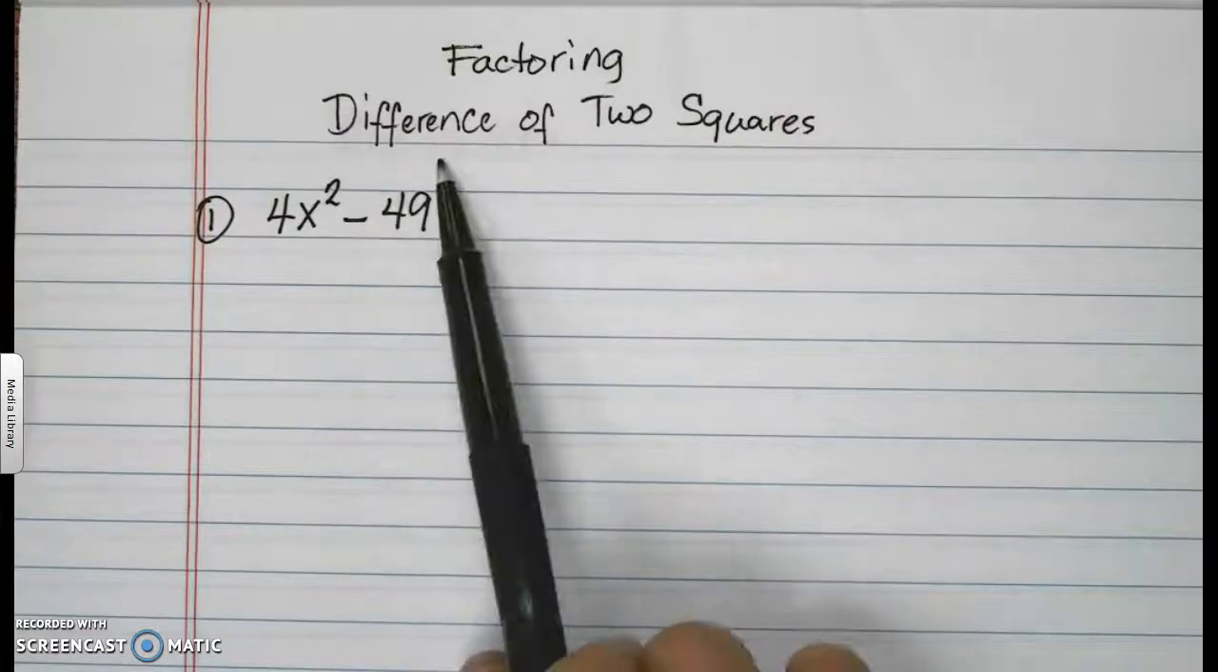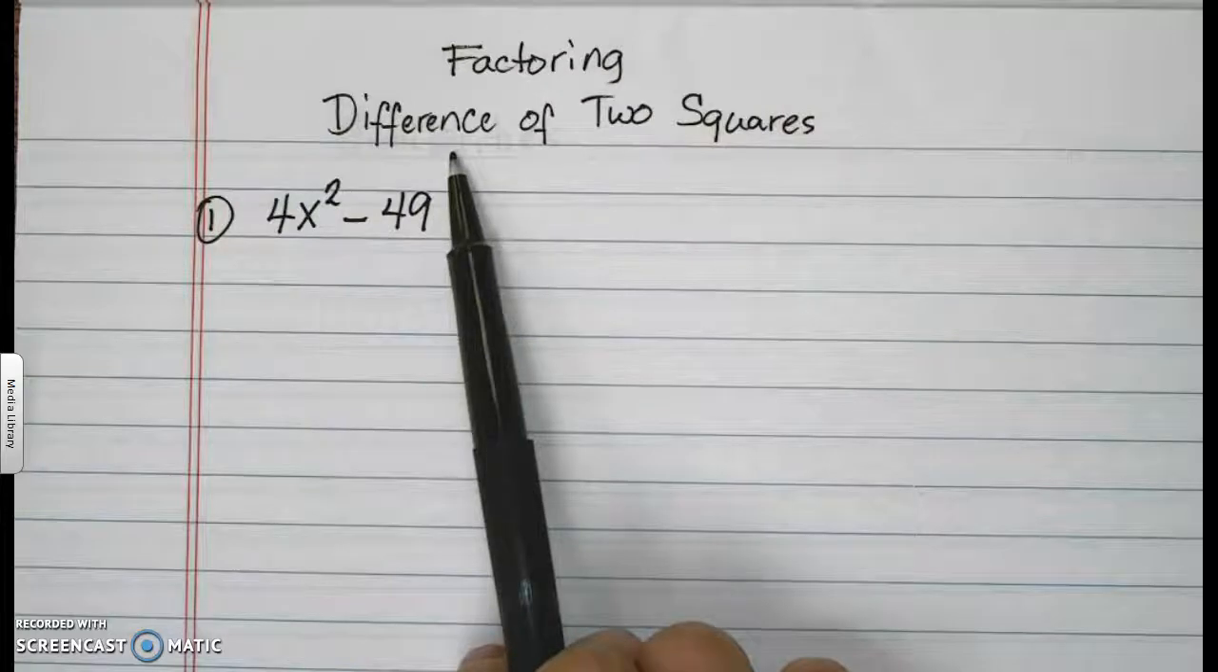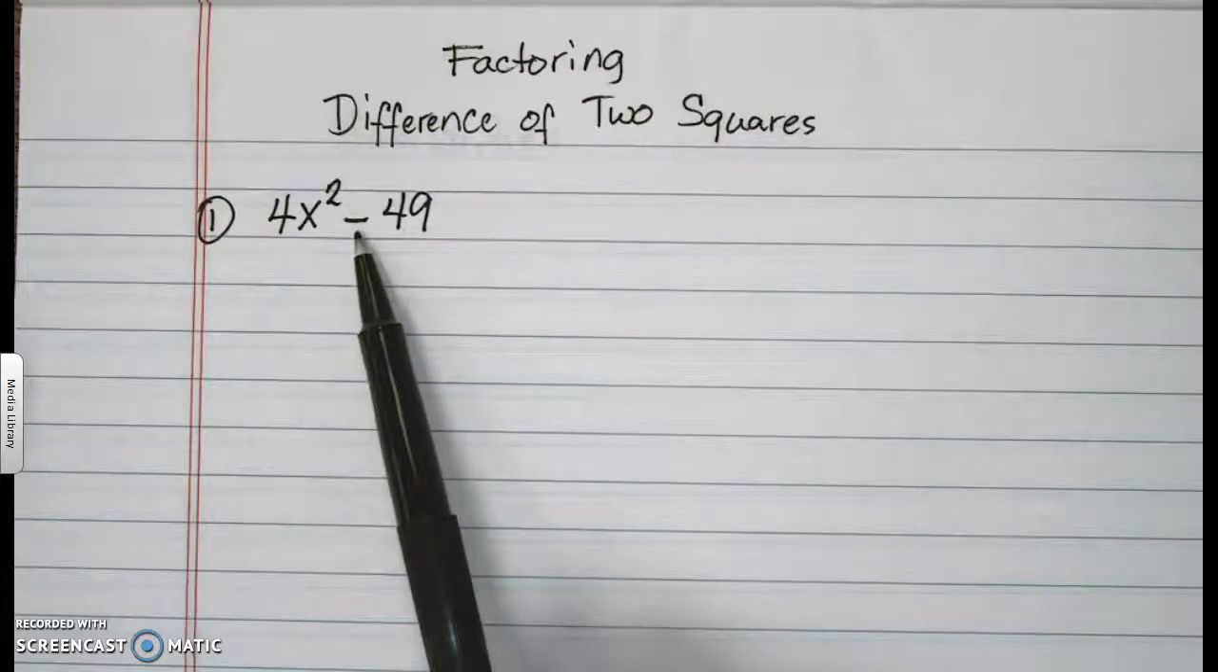And according to this one, it says difference, so therefore this won't work. This type of factoring is not going to work if this is an addition. It has to be a minus or a subtraction. So how does difference of two squares go?